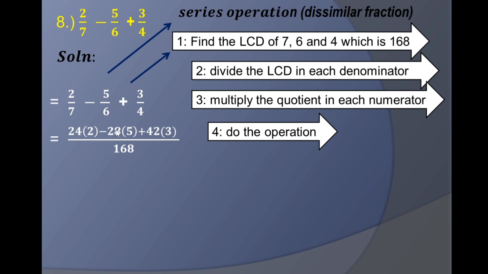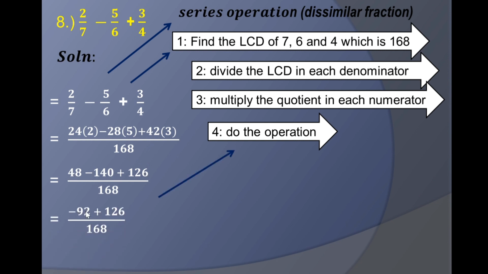168 divided by 6, that is 28 times 5. 168 divided by 4, that's 42 times 3. Then do the operation. So retain the minus and the plus here. Then simplify, of course. 24 times 2 is 48. 28 times 5 is 140. 42 times 3 is 126. 48 minus 140 is negative 92, plus 126 over 168.